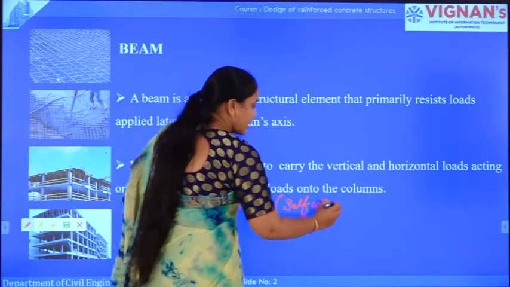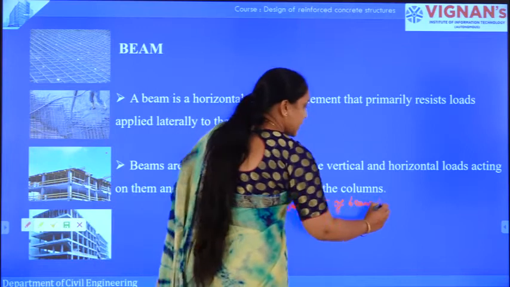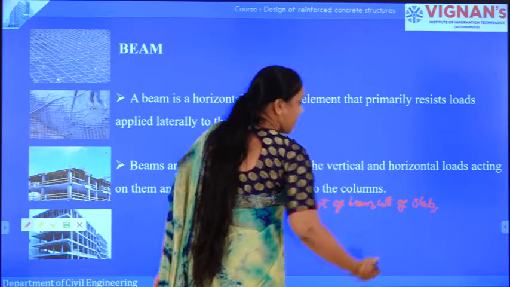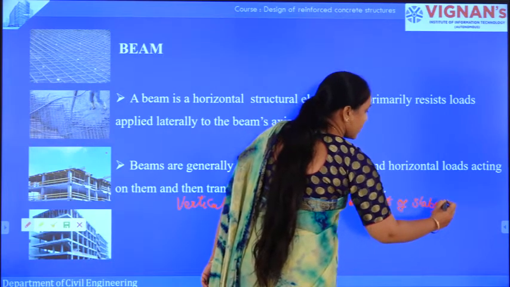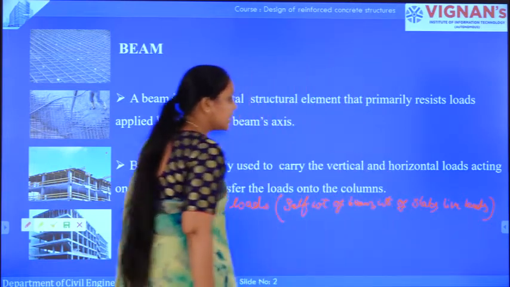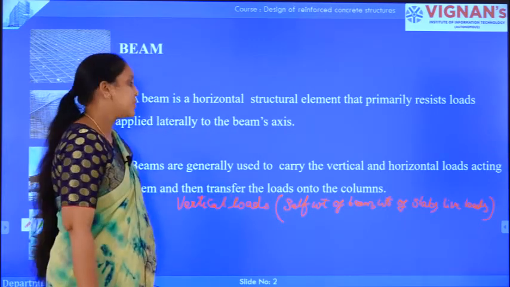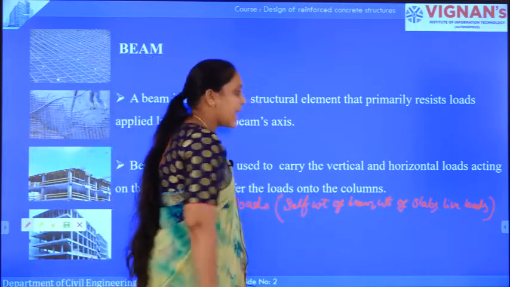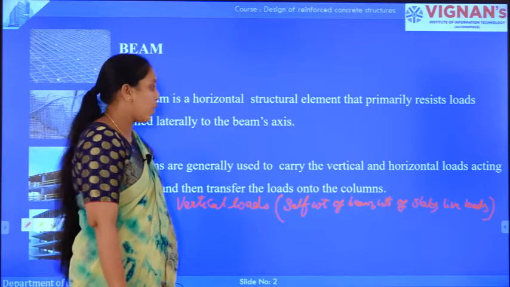self weight of the beam, the weight of the slab, and it might be the live loads or the imposed loads which are acting. So, these will be the vertical loads acting on the beam, that is the self weight of the beam, the weight of the slabs as well as the live loads. All these loads come under the vertical loads acting on the beam.